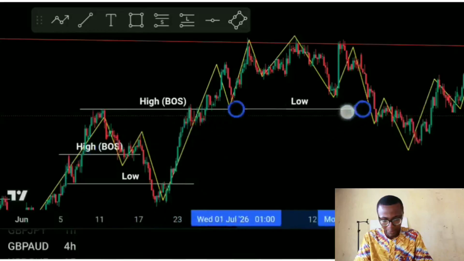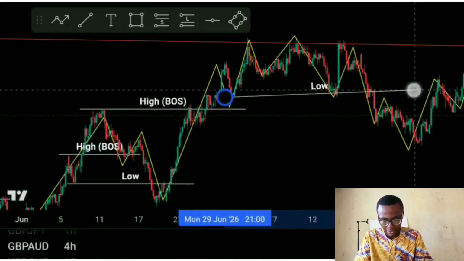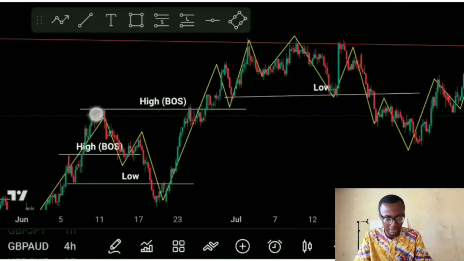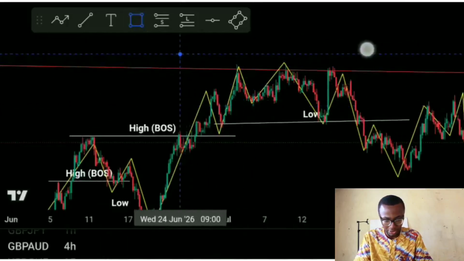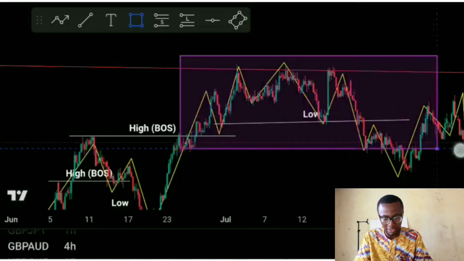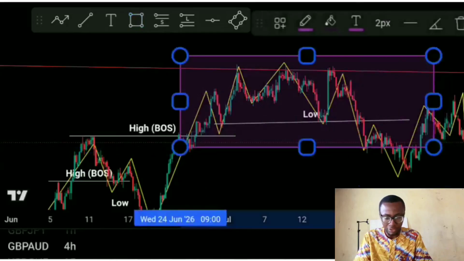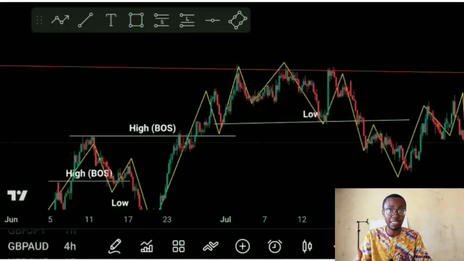Look at where I'm expecting change of character to happen. Look at it. Around this, you can see this resistance and trend line. So I'm expecting it to happen around here. So I know where I should be expecting my change of character to happen, not just anywhere, right? That's why you need to have rules you follow.